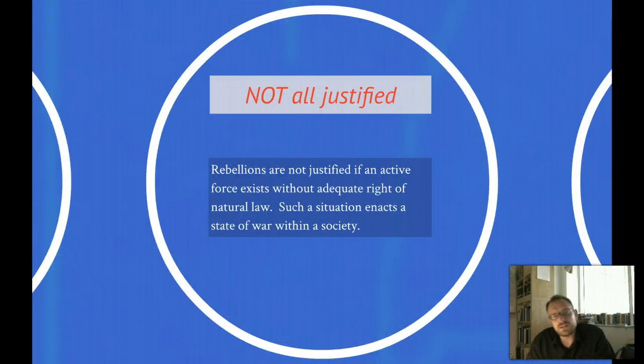Now, not all rebellions are justified either, right? He even says it directly. Rebellions are not justified if an active force exists without adequate right of natural law. That means that even though someone may rebel and they have the physical means to do so, the armies and this sort of thing, to actually institute a rebellion, think here about the Civil War, he says these rebellions are only justified if they maintain the adequate right of natural law. Such a situation enacts a state of war within a society.